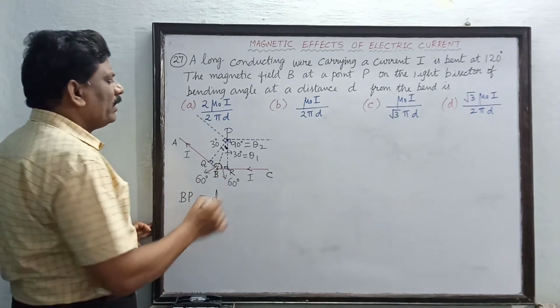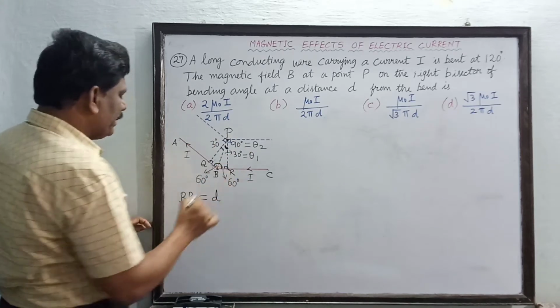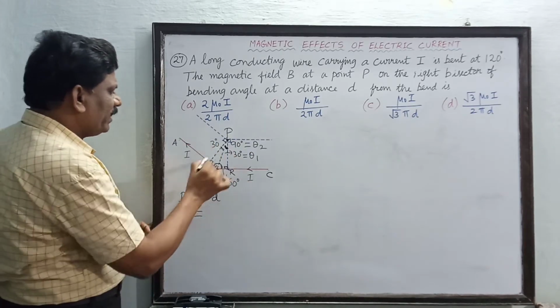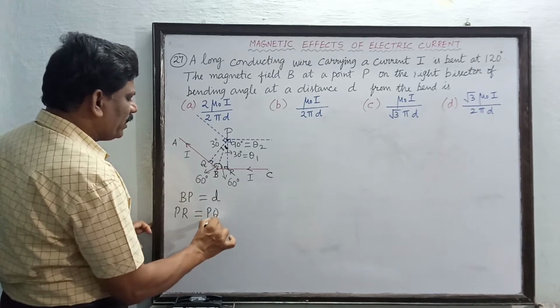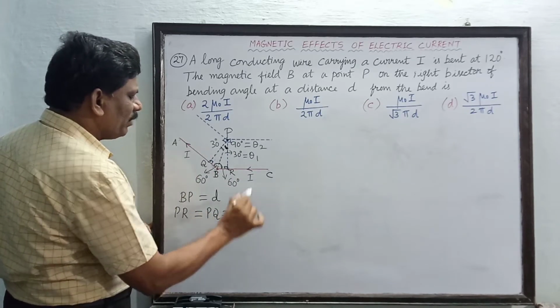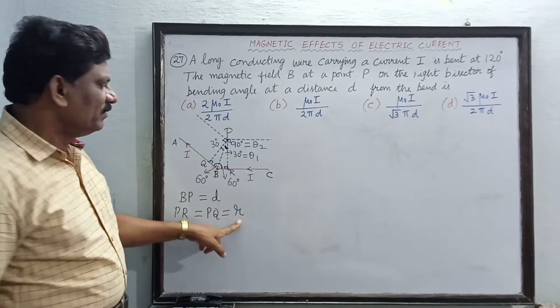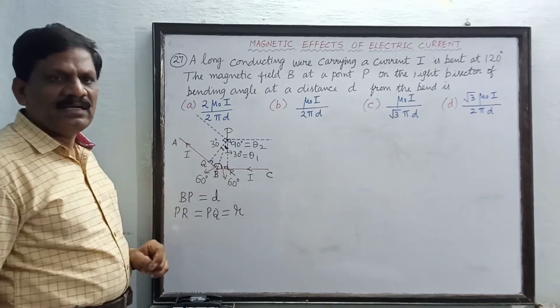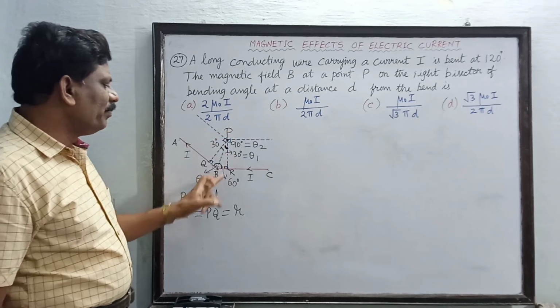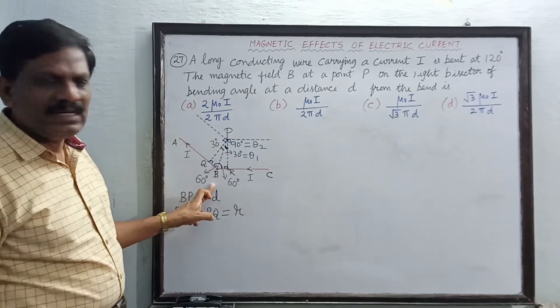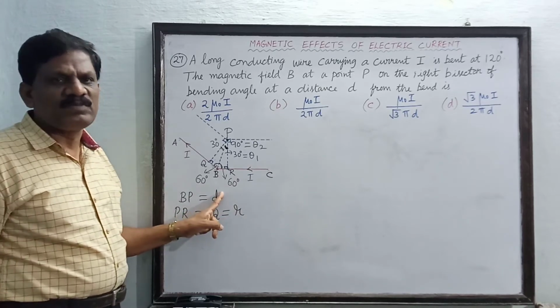Now what is the perpendicular distance PR? You can see that the perpendicular distance PR must be equal to the perpendicular distance PQ, and that is taking the symbol small r. I want to find an expression for small r, which is the perpendicular distance from the point P to the conducting portion BC and AB. So I have to express r in terms of small d.